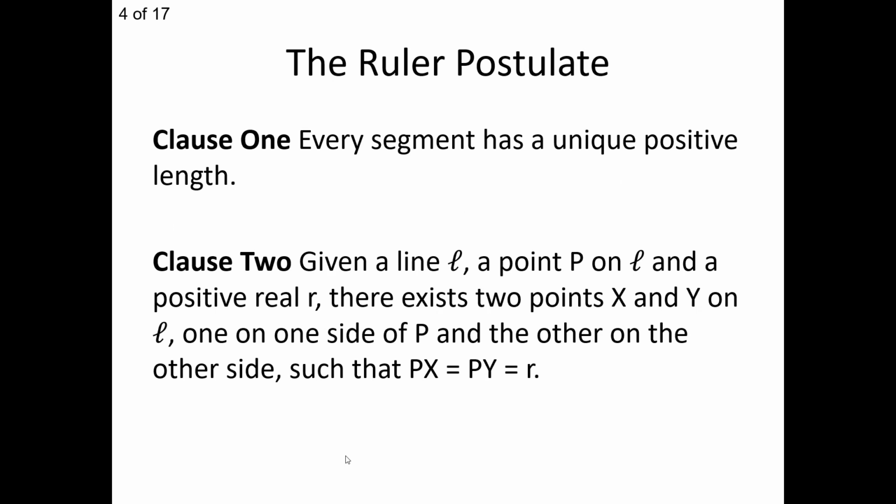That means there exist really two points, an X and a Y, that are on that line, such that on one side of P we can measure out a length of R, and on the other side of P we can measure out that same length of R, such that we get two identical measures, PX equals PY, which is then equal to that positive chosen real number.